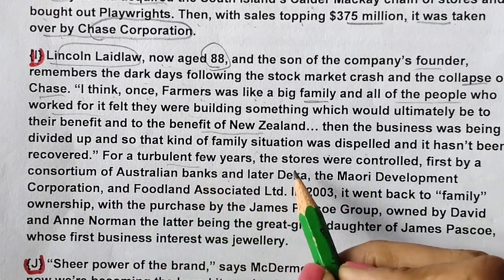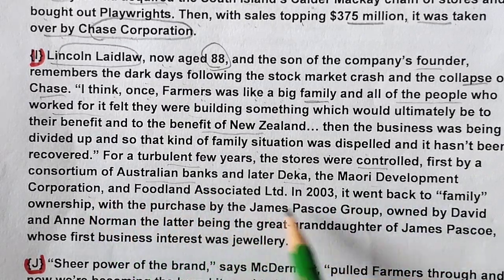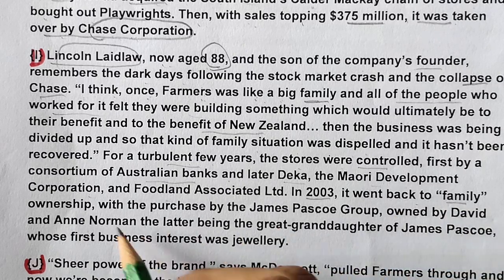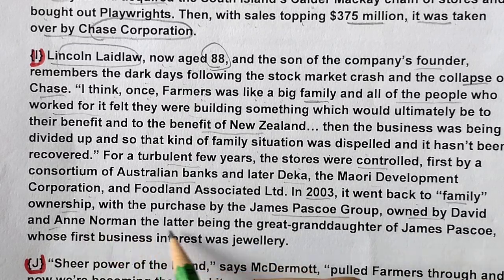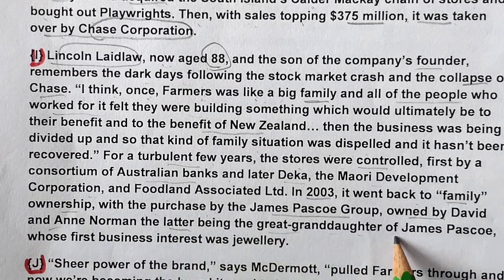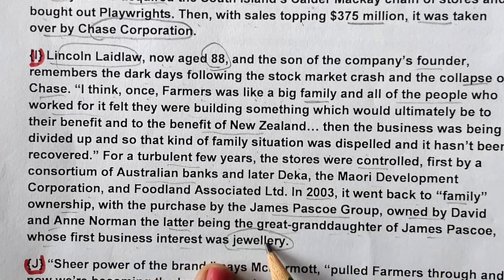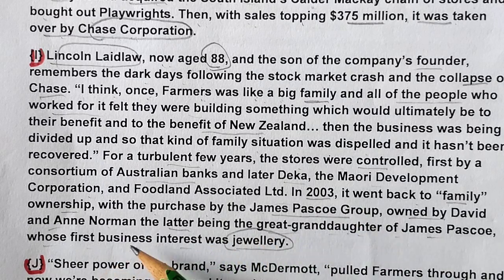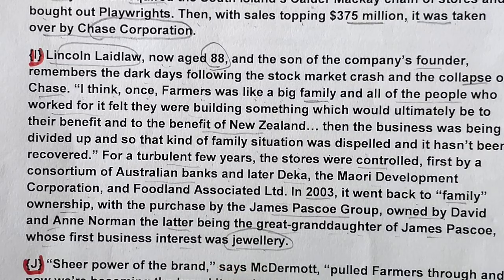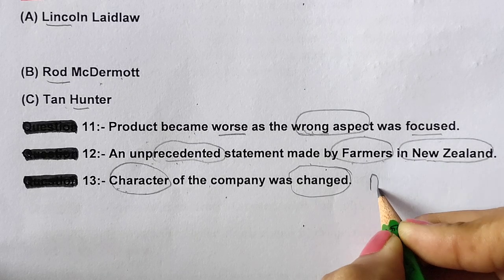For a turbulent few years, the stores were controlled first by Australian banks and then by this development corporation. In 2003 it went back to family ownership with the purchase by this group owned by David and this, the latter being the great granddaughter of James Pascoe, whose first business interest was jewelry. It means after purchasing it from them, they have shifted their business. Earlier they were into the jewelry business. It means the character of the company was changed. So I will go with A.